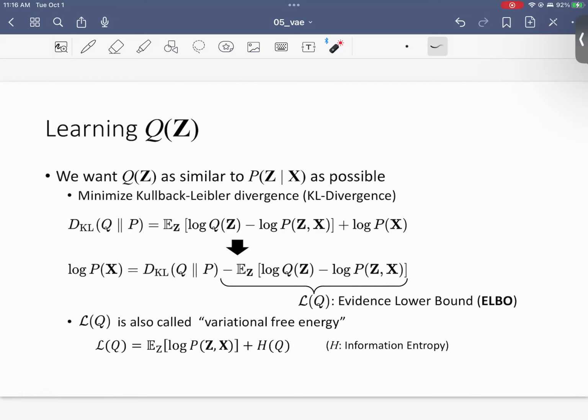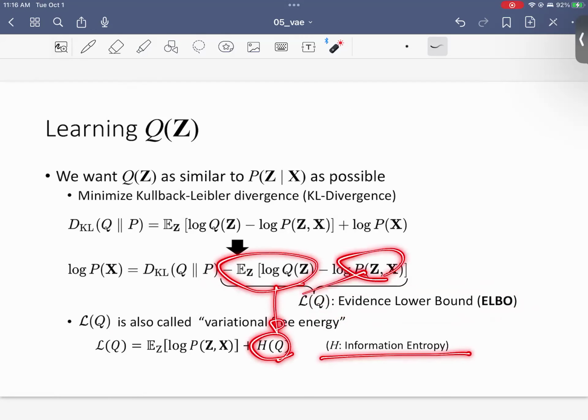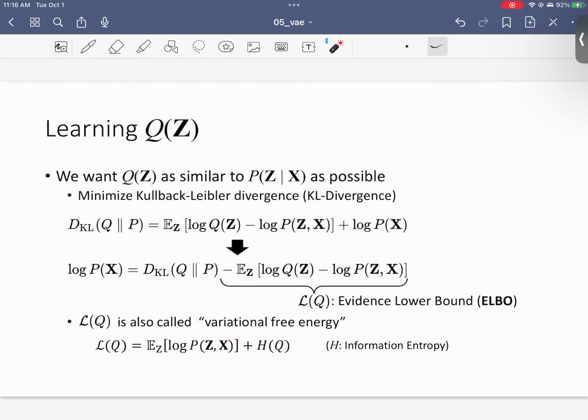It's just a side note. Sometimes if you look at just this part, what is this? This is an entropy, right? So sometimes the evidence lower bound, ELBO, is called information entropy, because you can convert this into an entropy term like here, and the P(Z|X) goes here, right? So sometimes people call this variational free energy. Sorry, this is the entropy. Sometimes people call ELBO a variational free energy. It's a concept borrowed from thermodynamics, but it's just a side note. We're going to stick to the term ELBO.